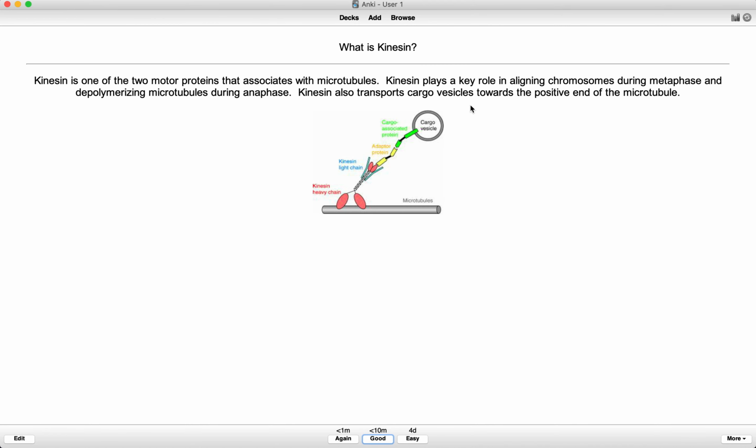Kinesin's a motor protein, I think. Yeah. Kinesin plays a key role in aligning chromosomes during metaphase and depolymerizing microtubules during anaphase. Also transport towards the, okay, so kinesin travels toward the positive end.